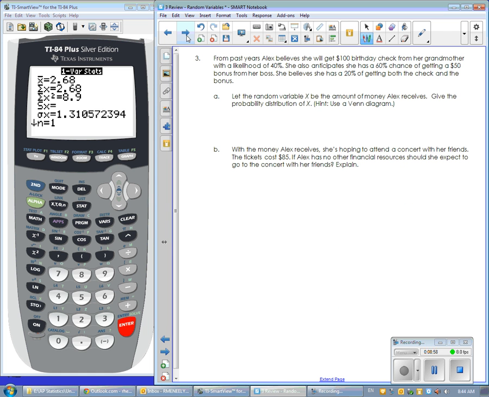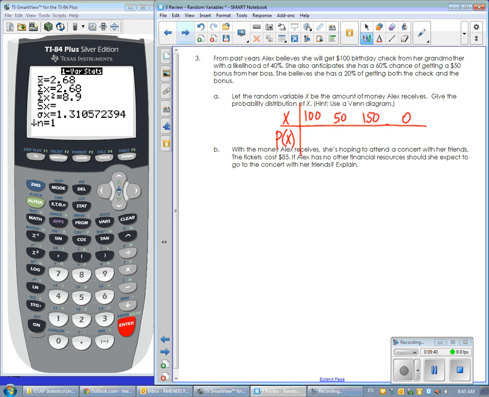Okay, in number 3, it says from past years, Alex believes she will get a $100 birthday check from her grandmother with a likelihood of 40%. She also anticipates she has a 60% chance of getting a $50 bonus from her boss. She believes she has a 20% chance of getting both the check and the bonus. So if X represents the random variable or the amount of money she receives, we want to give the probability distribution. So it's not quite as simple as you might think it is, because if I think about my X as being the amount of money she receives and P of X is the probability, I know that she can get $100 from her grandmother. I know she can get a $50 bonus. I know she could get both, but I also know that she might not get anything.